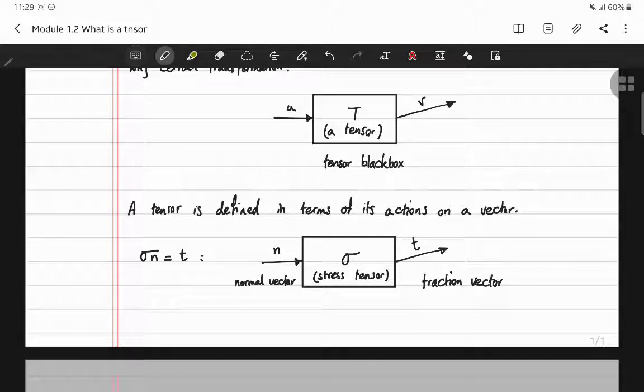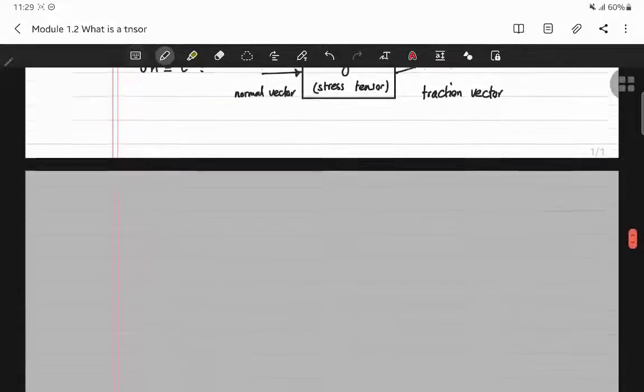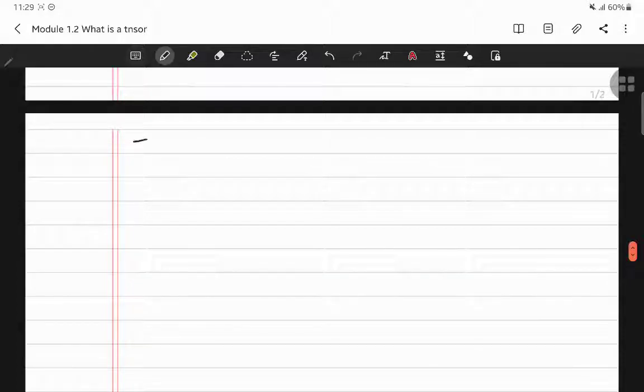I hope you got the whole idea of a tensor. So let's discuss the transformations here, or let's say linear transformation.